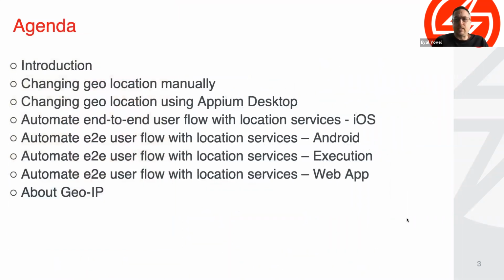The agenda, these are the topics that I want to cover. Introductions about location services, how to change my geolocations manually, how to change it using Appium Desktop, automate end-to-end user flow for iOS, for Android, and how to execute these scenarios. What is the difference when we automate a flow with location services for web apps, and about Geo-IP.